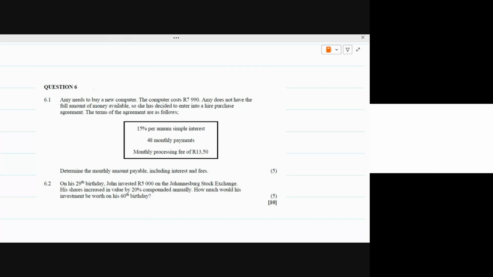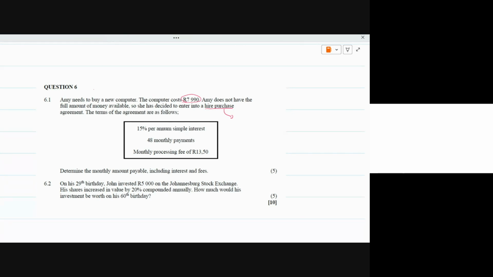Okay, so Bikanyo, you and I are going to read through the question and we'll take it from there. Okay, so it says here, Amy needs a new computer. This computer costs 7,990. Amy does not have the full amount of money available, so she decided to enter into a hire purchase agreement. Let me just ask quickly, hire purchase is calculated over what kind of interest? Do we know that at least?